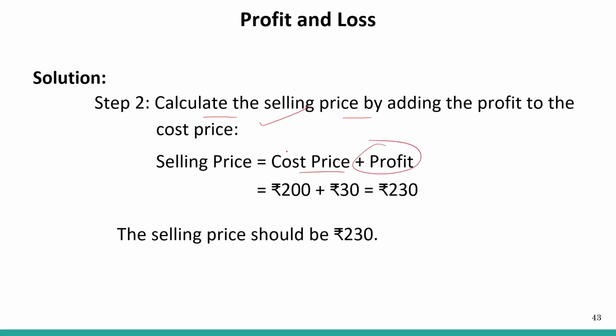So cost price plus profit is equal to what? Selling price. So 200 plus 30 is equal to 230 will be the selling price. So selling price should be 230 rupees. Okay, so 230 will be the correct answer.